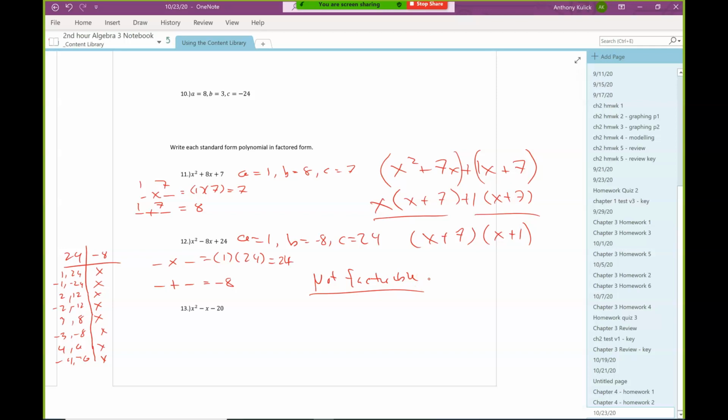And really, let's be clear on this, because it's an important point. It's not factorable using this method. This does factor, depending on how you're defining what factorable means. But for us right now, it's not factorable.